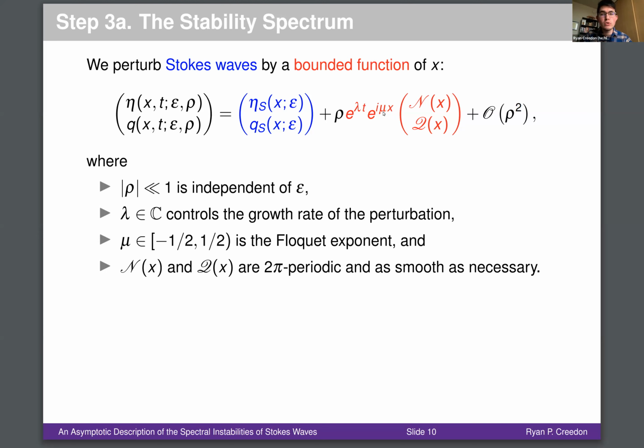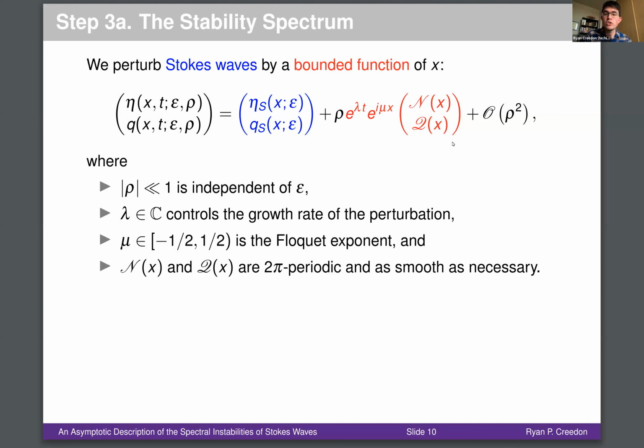And this mu parameter is essentially characterizing the degree of quasi-periodicity of this bounded function on the whole real line. If mu is a rational number, then you're truly going to have some sort of periodic function that you're perturbing your Stokes waves with. If mu is an irrational number, then you get some sort of quasi-periodic function that you are perturbing your Stokes waves by. So that's that complex exponential piece. It's coming straight from Floquet's theorem, which is why this parameter mu is called the Floquet exponent.